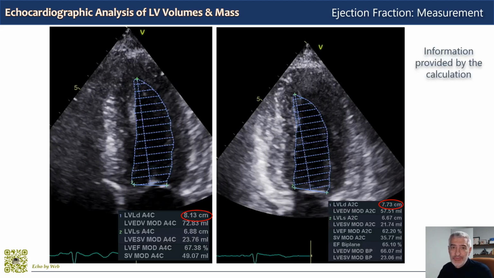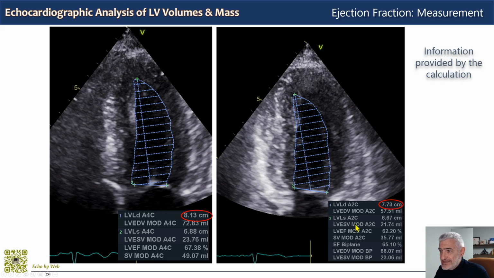The methodology to obtain good planimetry of left ventricular volumes, with the aim to calculate the ejection fraction on your machine, is addressed in the talk dedicated to the evaluation of volumes and mass that you can find on this Echo by Web YouTube channel. It's another talk. Once you have performed the planimetries that you see here of the end diastolic and end systolic volumes in both the 4-chamber and the 2-chamber views, to calculate the biplane ejection fraction, it is important to consider all the information that is provided by your ultrasound equipment.